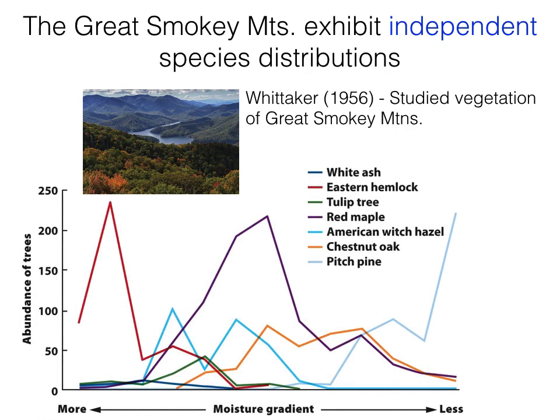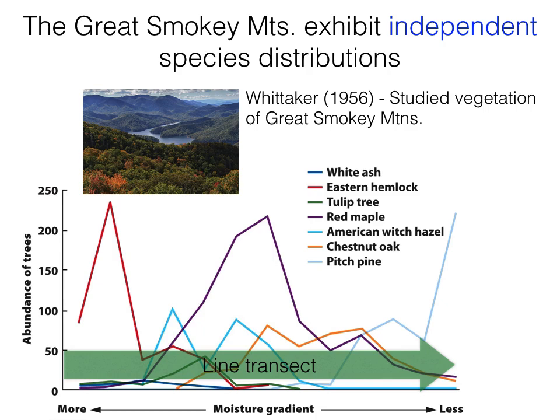The results in the slide show the abundance of 7 different tree species across a moisture gradient in the Great Smoky Mountains. The data were collected along line transects, which are simply samples that are taken over linear distances across some kind of environmental gradient in a landscape. When species abundances are collected this way, patterns of changes in species abundances across space, across the environmental gradient, can easily be seen. From these data, what you can see is that each species shows its own distinct pattern of abundance across this moisture gradient.